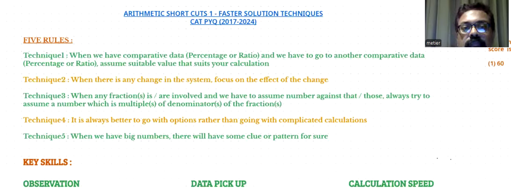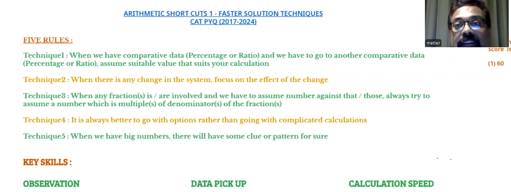Technique 4. It is always better to check the options whenever you have complicated equations, like a quadratic equation or any other complicated equation. It is better to go with the options. That will save your time. That is applicable not only in arithmetic but also in algebra. Last but not least, it is applicable for any topic.